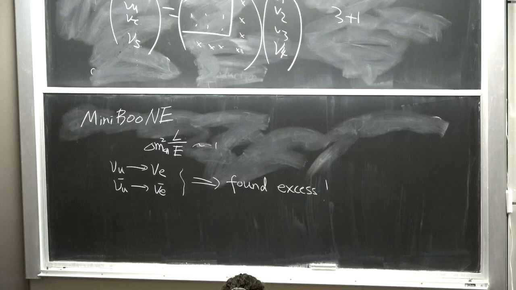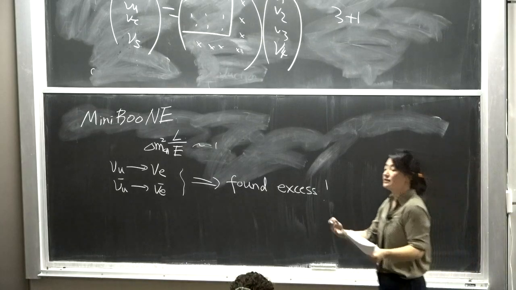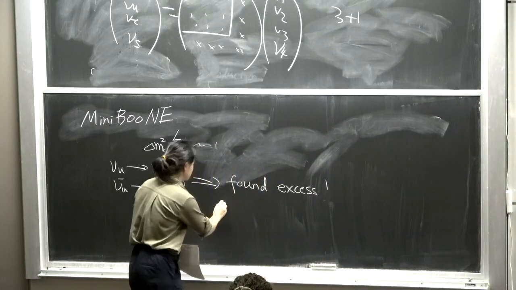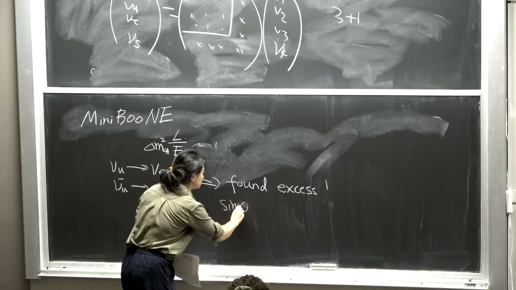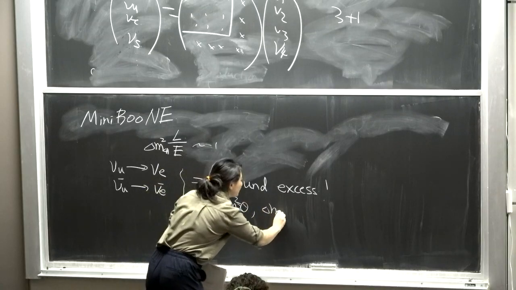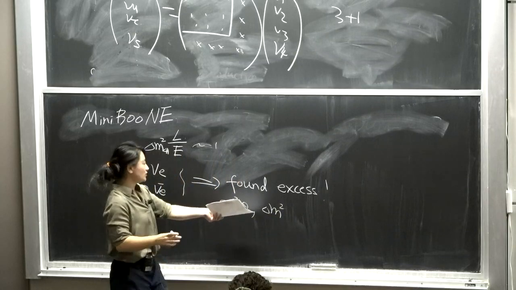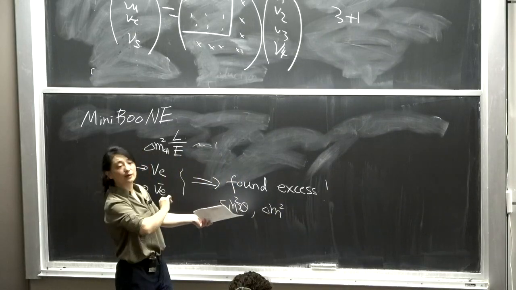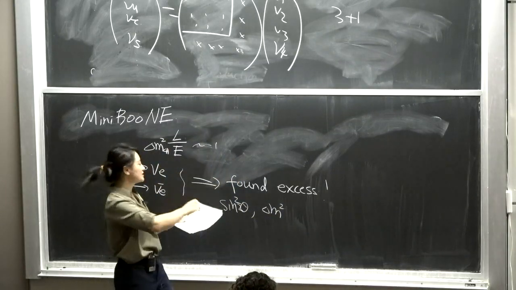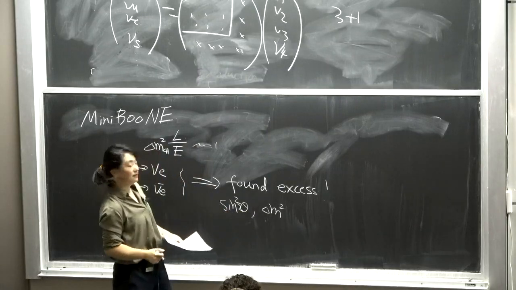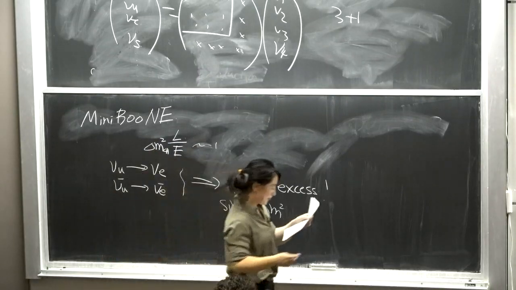Oh, and I also forgot to say that for MiniBooNE, because they discovered an excess, you can also plot your parameter space in terms of sine squared theta and delta m squared, and it has overlap with the LSND parameter space. Both are pretty large regions, but they have overlap. So that seems excellent.